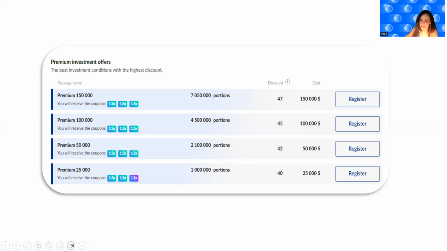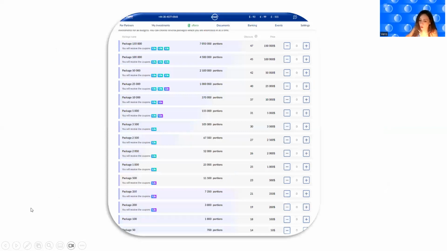But this is not all of our current offers, because we have more options in one payment, beginning with $50 to acquire, for example, 700 portions, or with $100 you can acquire 1,800 portions. And if it is better for you, you can choose the package of $1,000 and acquire 25,000 portions.